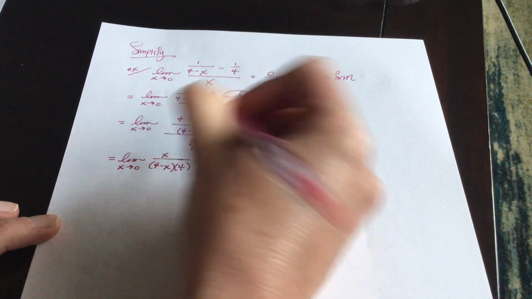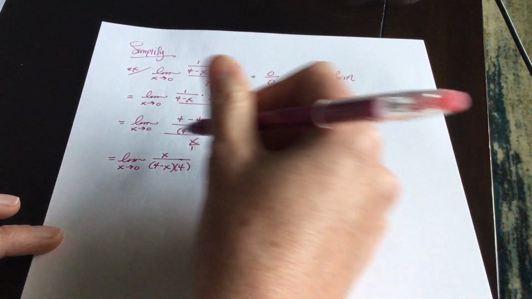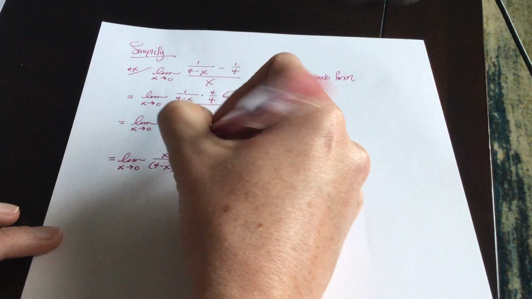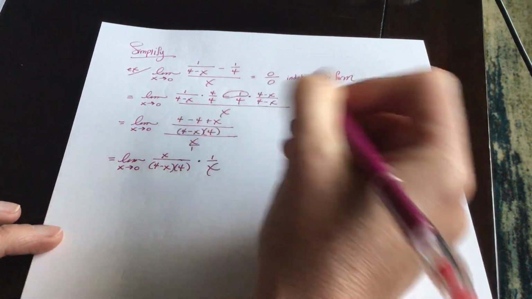On the bottom, you're dividing by x over 1. Now that we have just one fraction on the top, I'm going to flip and multiply. So I'm going to multiply by 1 over x.